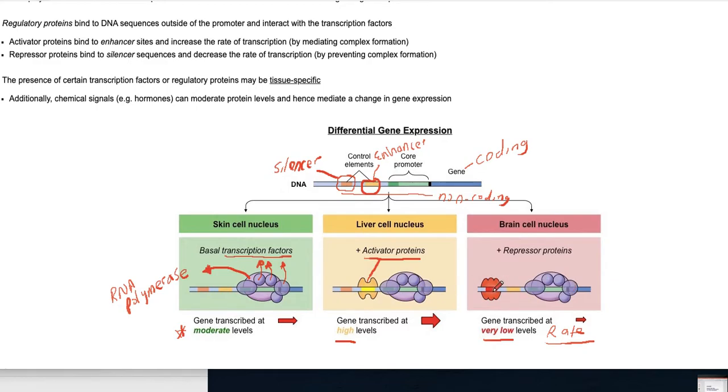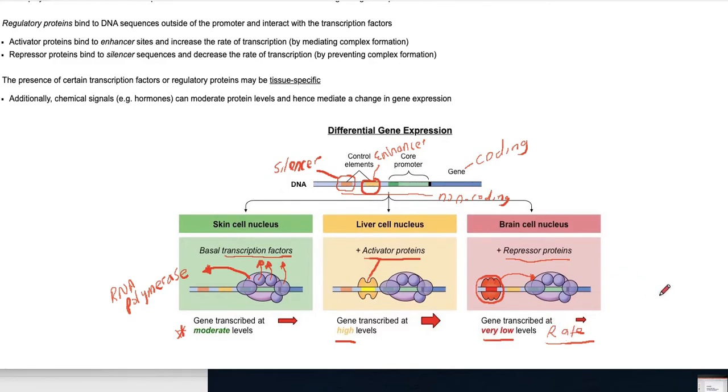Well, now within the DNA non-coding region, you have a silencer. And repressor proteins, which are a type of regulatory protein, are going to attach to this silencer on the non-coding region of DNA. And then what does that mean? That means that this complex here is going to take its time to act on this RNA polymerase and transcription factor complex. And then that means that transcription is going to happen, but it's going to happen at a very low level.